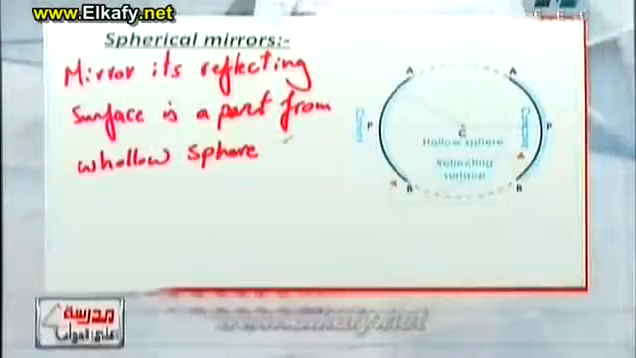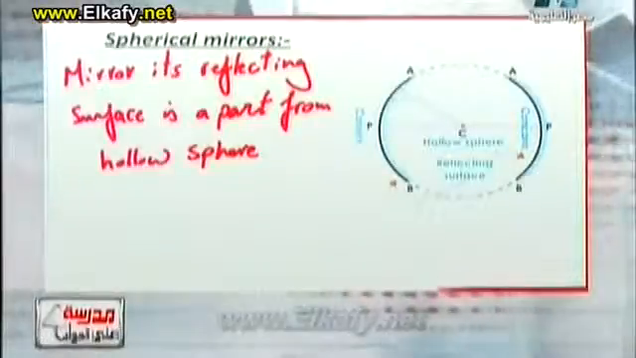What is meant by spherical mirrors? As you see in front of you here on the monitor, we have spherical mirrors. A spherical mirror is a mirror whose reflecting surface is a part of a hollow sphere. In Arabic, it's a mirror cut from a hollow ball. The word hollow here means empty inside.